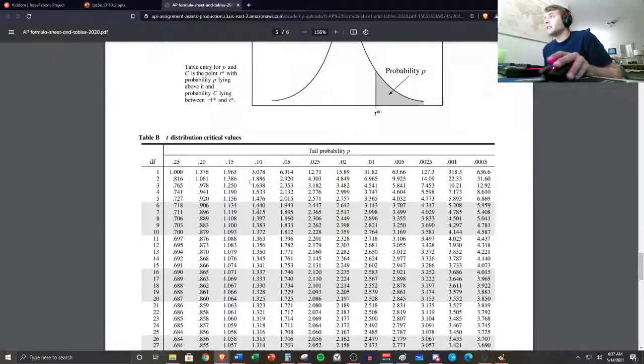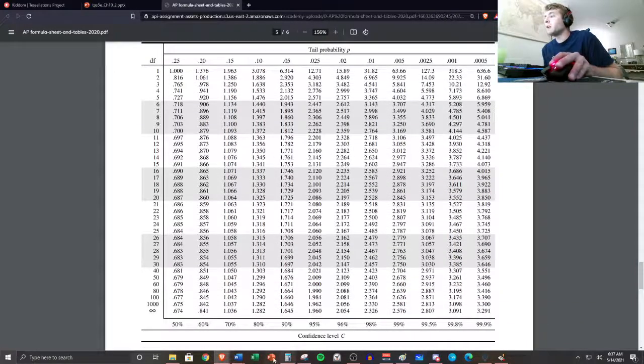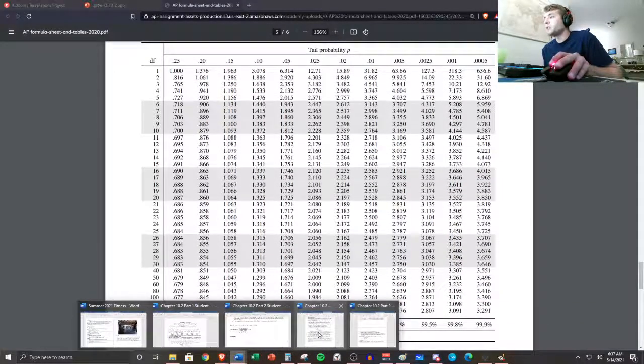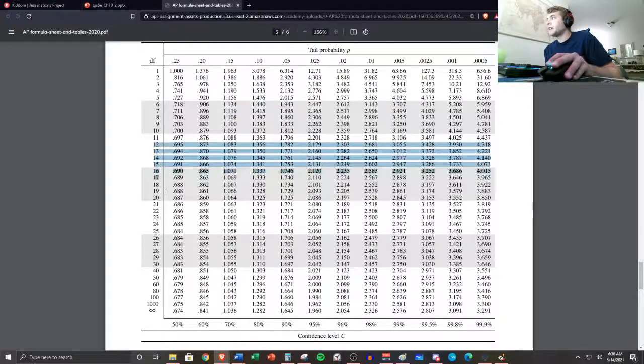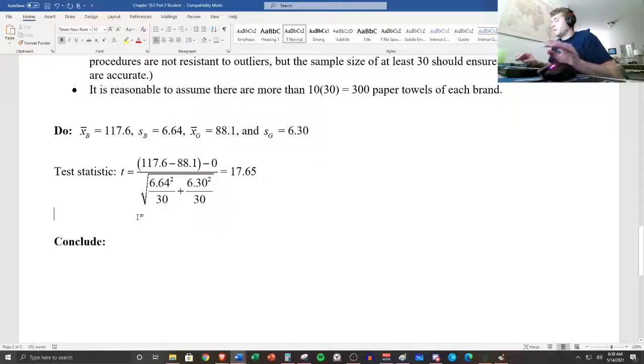So let's find our value on here. We have our test statistic, which is 17.65. Good grief. What is our degrees of freedom? Because we also have to have that. That's on the side over here, on this column here. So we need degrees of freedom. Okay. So we know that our sample sizes are 30, but we're going to take away 1, so that's 29.